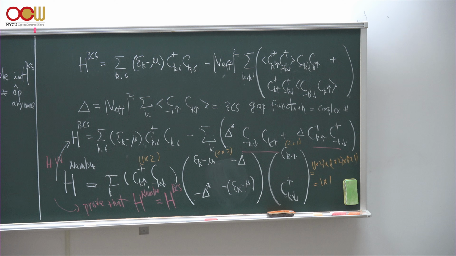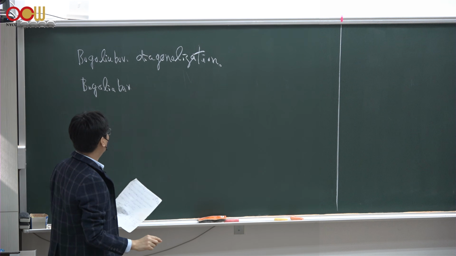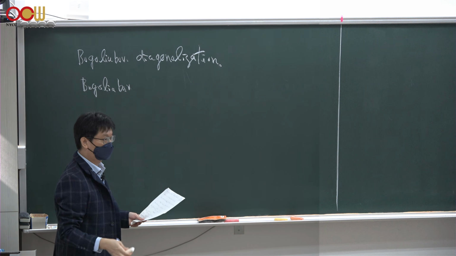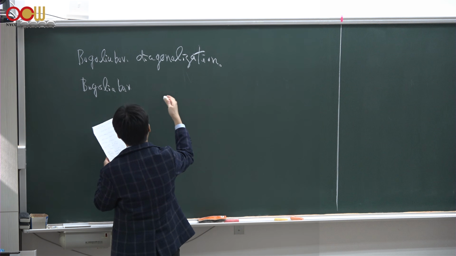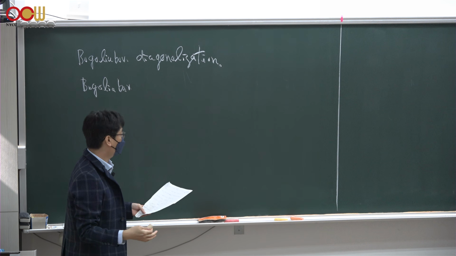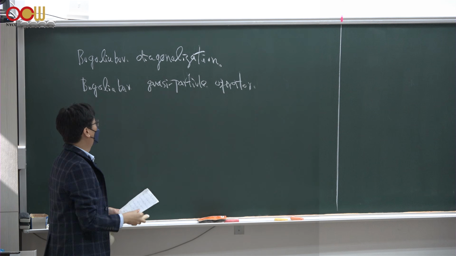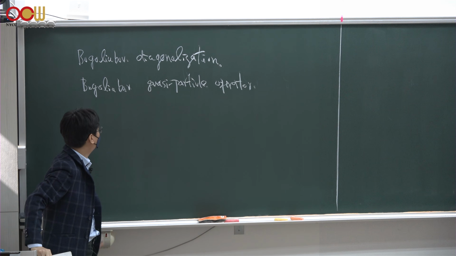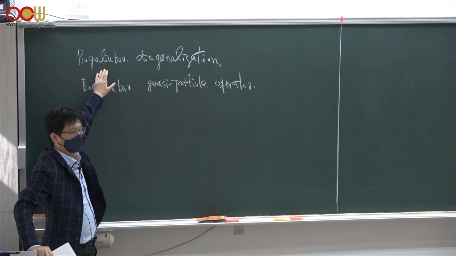It is very easy to see, but we need to discuss the so-called Bogoliubov quasi-particle operators. This diagonalization of a Nambu Hamiltonian of the BCS theory is called a Bogoliubov transformation or Bogoliubov diagonalization, and the new quasi-particles formed by linear combinations of C and C dagger are called Bogoliubov quasi-particle operators. Finding these operators is equivalent to diagonalizing this 2 by 2 matrix.